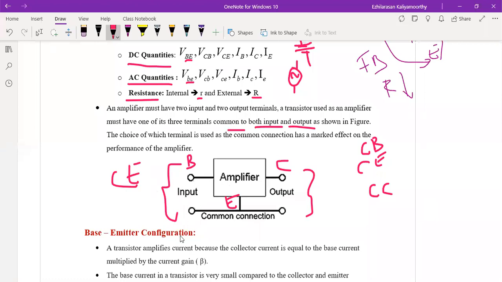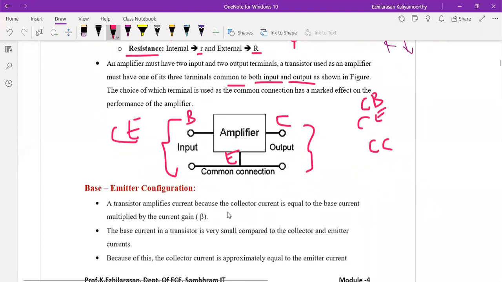Sometimes we may call it the base emitter configuration. So now here we'll see the common base emitter configuration, the simple diagram. A transistor amplifies the current because the collector current is equal to the base current multiplied by the current gain. For this common emitter configuration, what is the relationship we previously saw? IC is equal to, this we already know, beta into IB.